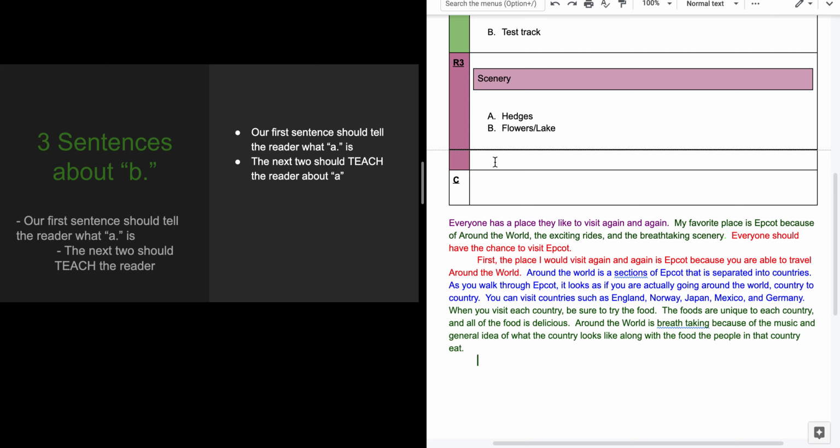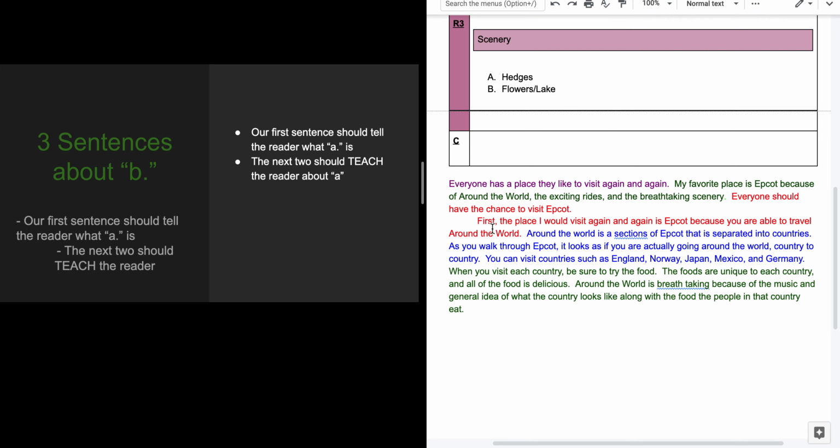And then Around the World is breathtaking because of the music and the general idea of what the country looks like, along with the food the people in that country eat. Okay, so this is a perfect R paragraph. We got 1 sentence as our topic sentence where we've introduced Around the World. We got 3 sentences where we talk about our subpoint A, which is the countries in Around the World. And then we got 3 sentences where we talk about B, the food in Around the World.